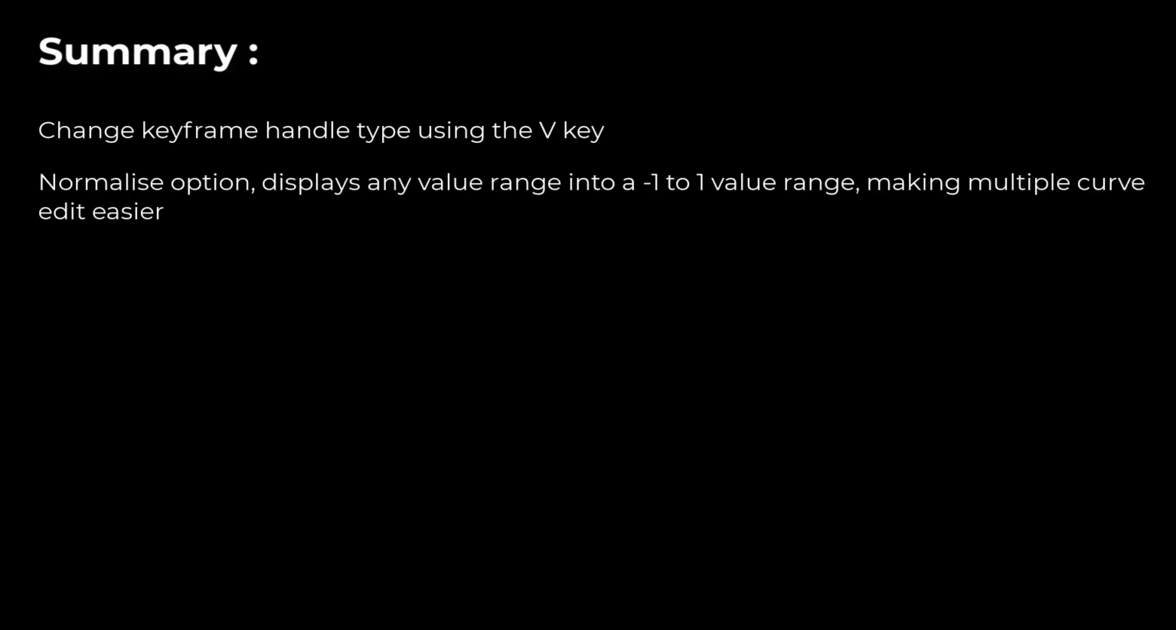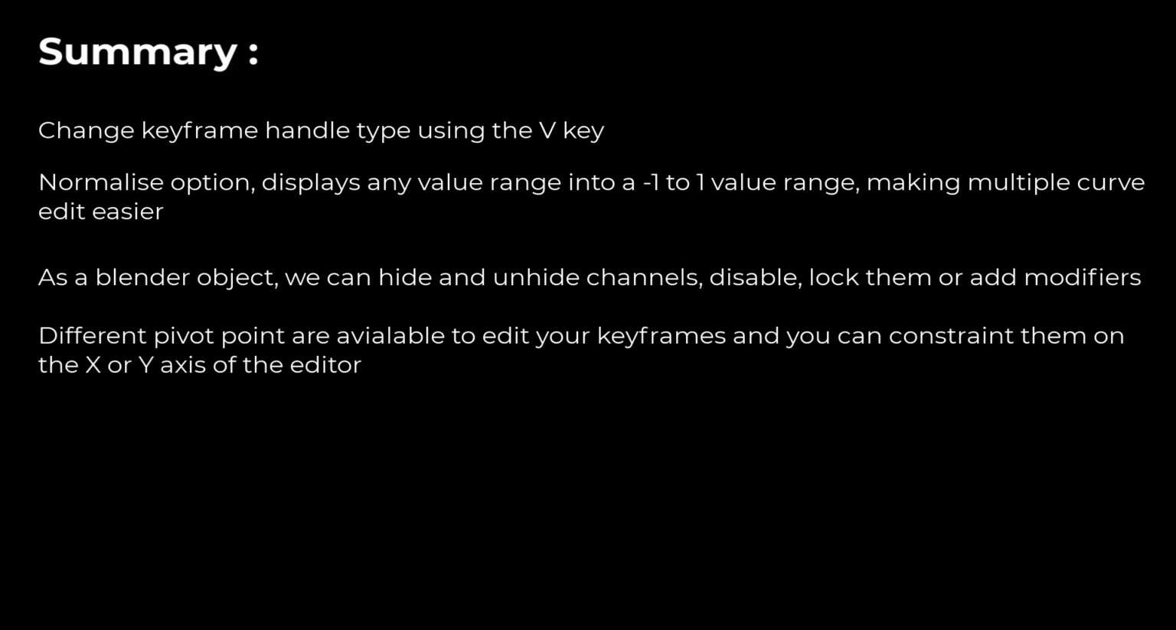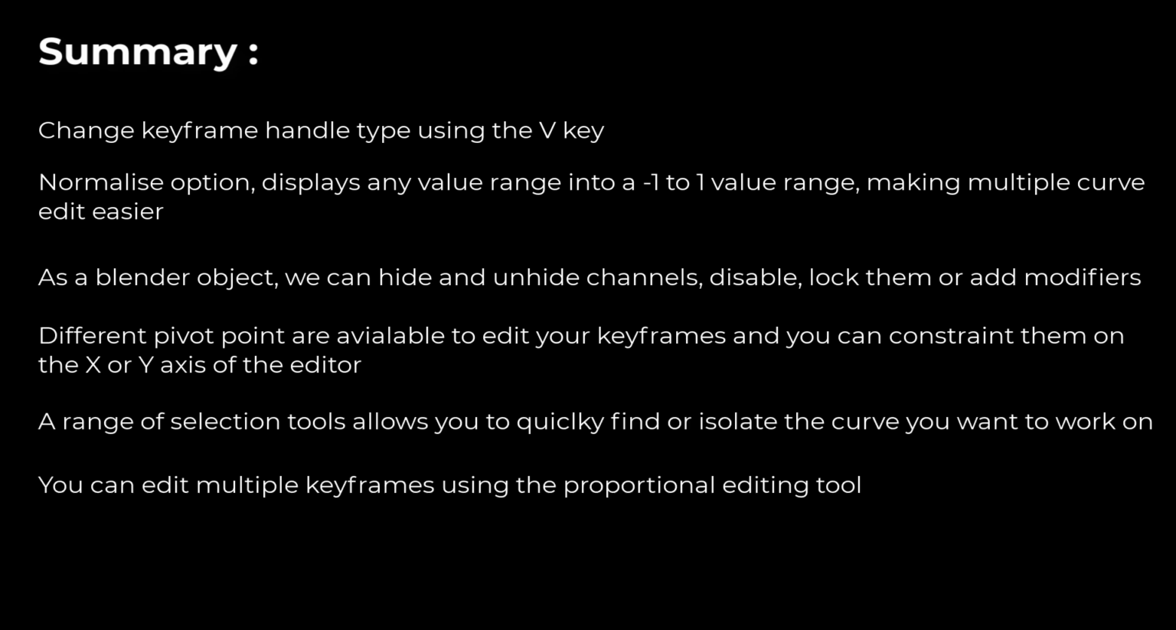We can use the normalize option to display a broad range of curve values into a -1 to 1 range curve value. We can see that through the graph editor we can hide or unhide a curve, deactivate them, lock them, or even add modifiers. As in the 3D viewport, we can use different pivot points and constraint axes. We can use selection filters or quick search to make our selection easier. We can use proportional editing to edit multiple keys at once.